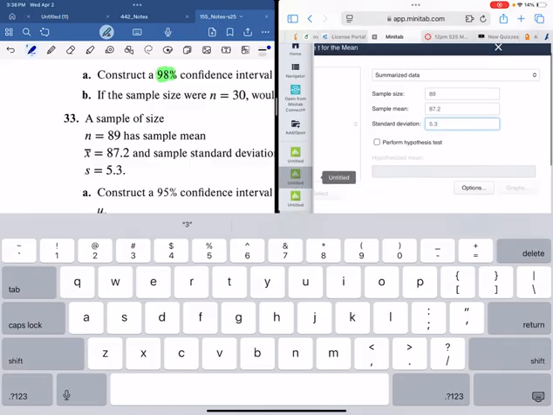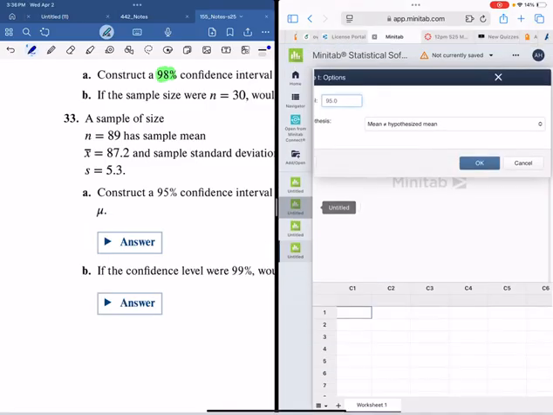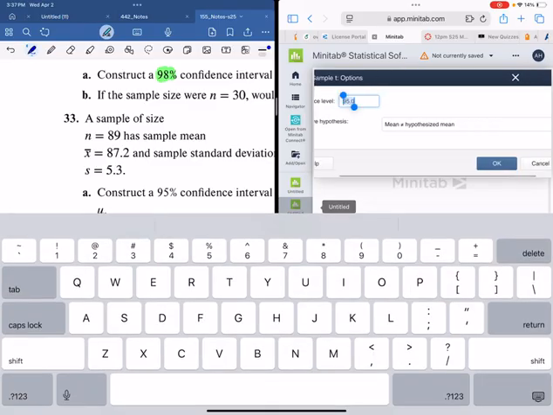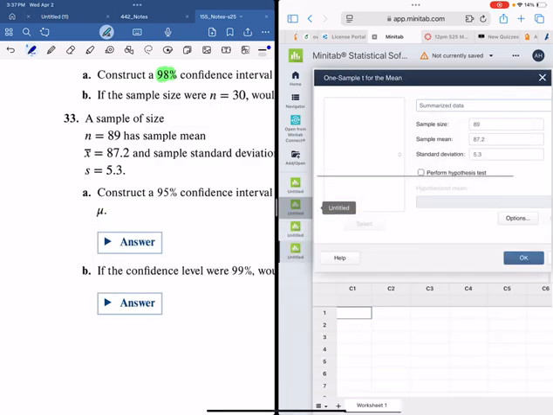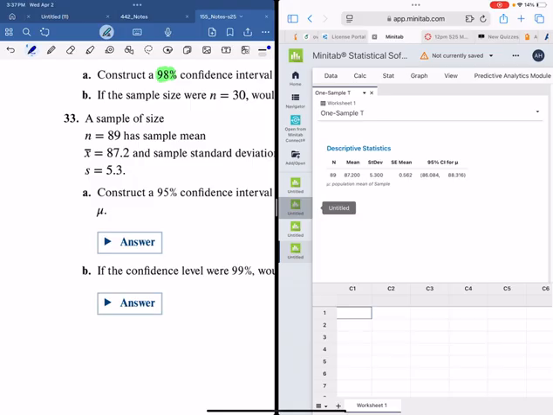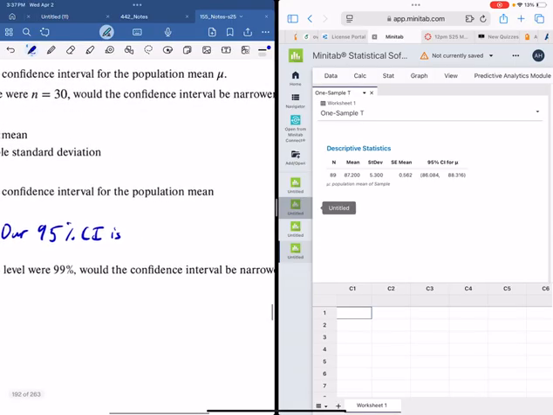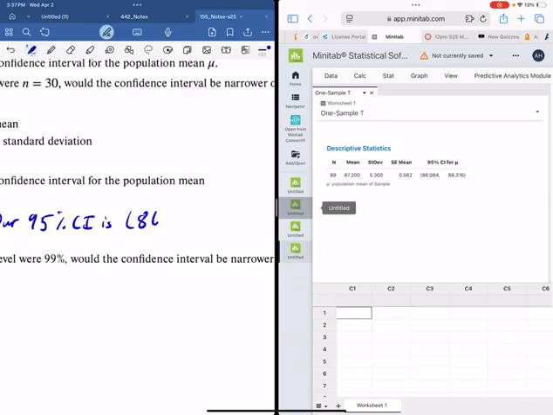No real thought. Leave the perform hypothesis test box unchecked. Now, if they had said like 98, like the previous example, we would change this value, but they didn't, so we're going to leave it. And make sure that mean does not equal hypothesized mean. Do not change the alternative hypothesis. This won't work otherwise. And that's our confidence interval. It just spits it out for us. Our 95% confidence interval is, and I'm just copying an answer here. All right, that's the answer.